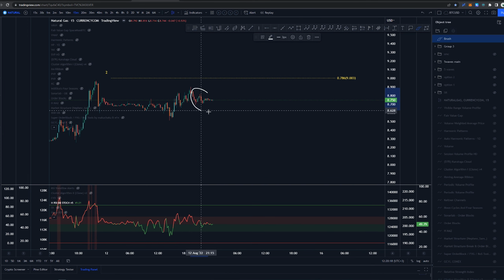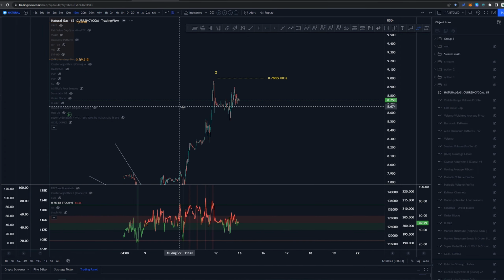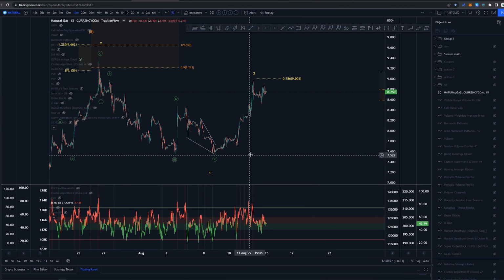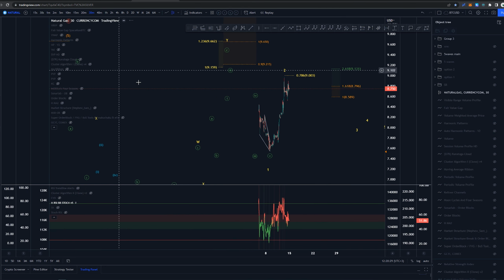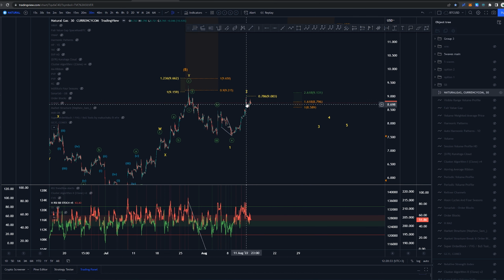And again, this next structure over here does not really feel too impulsive. So I have my doubts about this count. I would be careful on natural gas again, and still definitely not the one that I'm going to be trading unless I can see proper 5-way structures in here. But that is natural gas and the expectations.